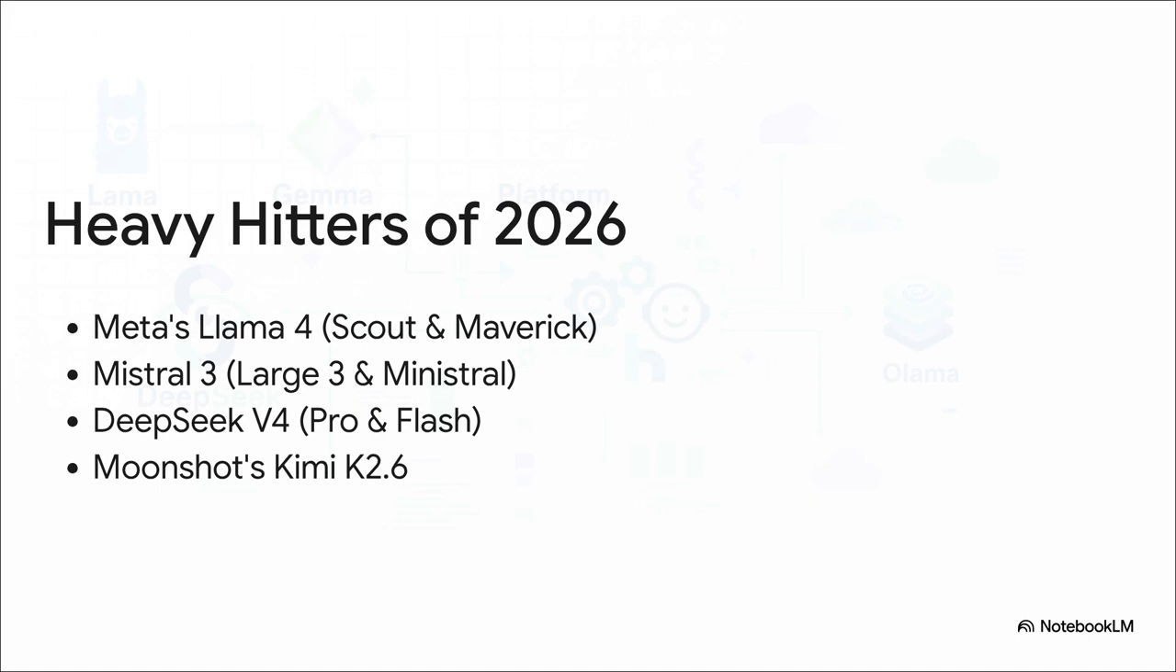These are the absolute heavy hitters of 2026. And what's truly wild here is just how global this ecosystem is now. We've got Meta's Llama 4, specifically those natively multimodal Scout and Maverick models, representing a massive push from the US. Then over in Europe, we have France's Mistral 3, including their crazy efficient Ministral Edge models and their massive Large 3 Mixture of Experts model. And from Chinese research teams, we're seeing incredible advancements with DeepSeek V4's Pro and Flash models, not to mention Moonshot's Kimi K2.6, which is literally setting new standards for agentic coding. It's this massive, diverse global push making high-end AI accessible to everyone.